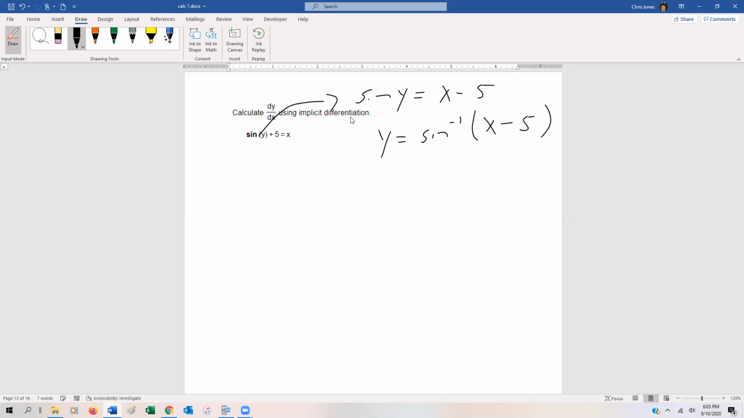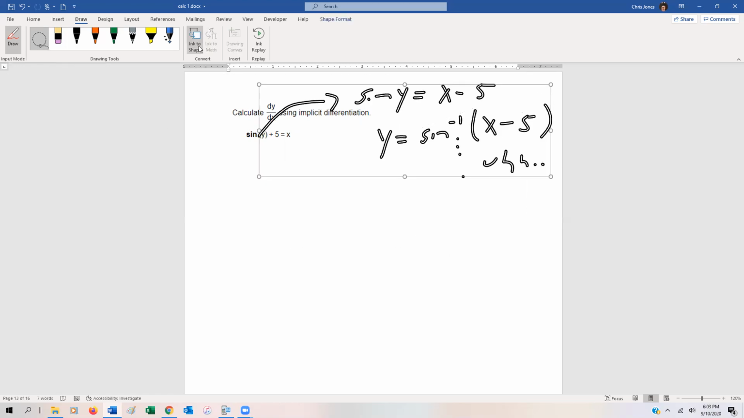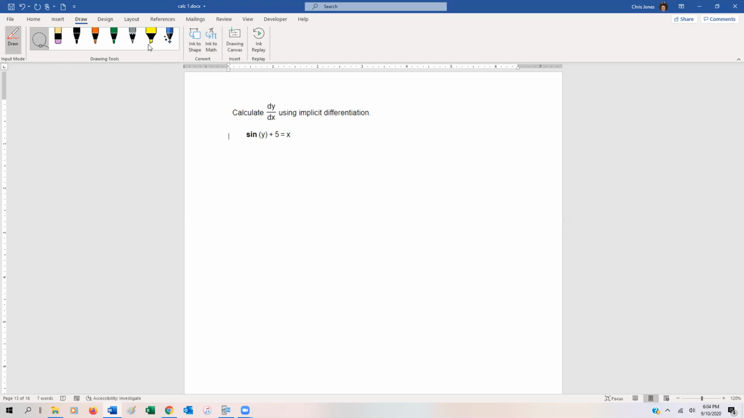And then we can go through and just take the derivative of that. But the problem is that we don't know yet how to take the derivative of an arc function. That's actually a little bit later in the course, not too much later. So let's scrap this, and let's see if we can do it a little bit easier by using implicit differentiation.